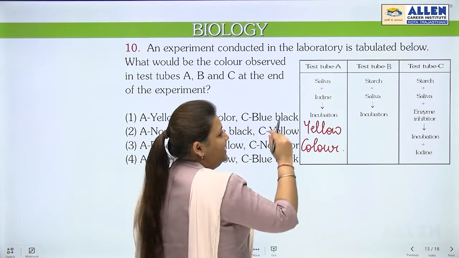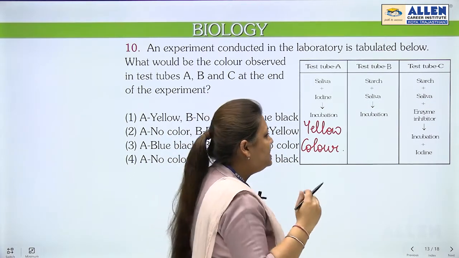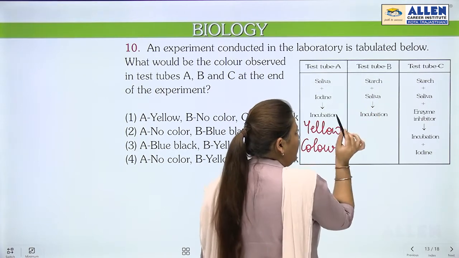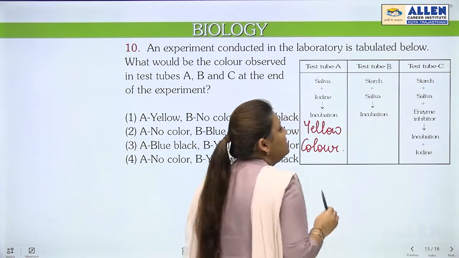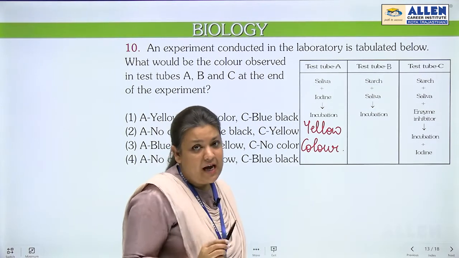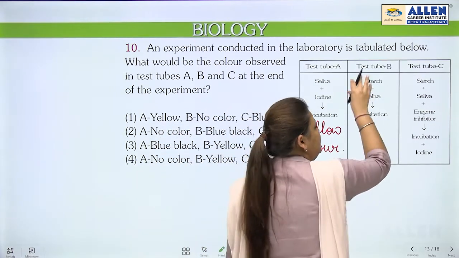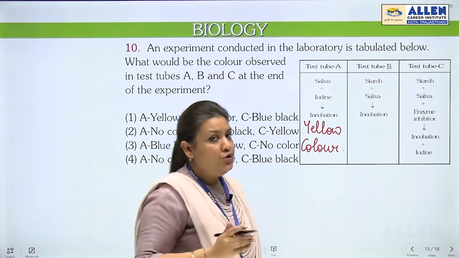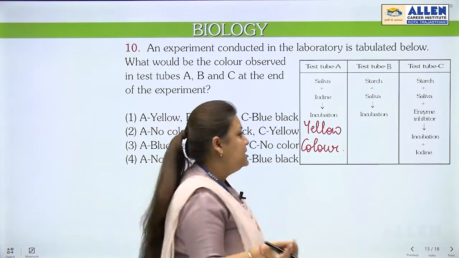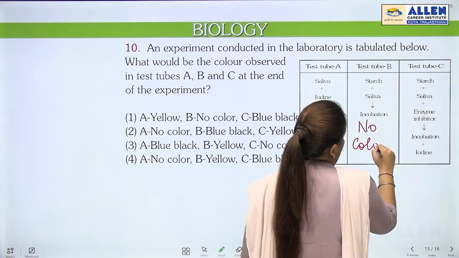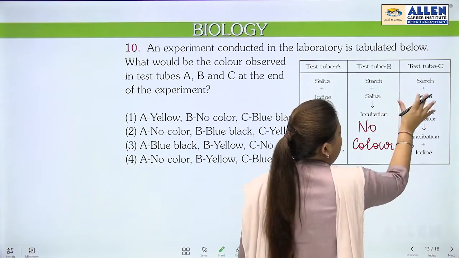Clear? Now test tube B, starch plus saliva and incubation. When starch reacts with saliva, saliva contains a starch-digesting enzyme, that is salivary amylase, which is going to digest the starch and convert it into what? Sugar, maltose. Is it clear? So there will be no color. Clear? Moving on to test tube C.